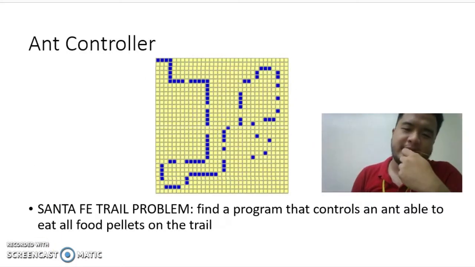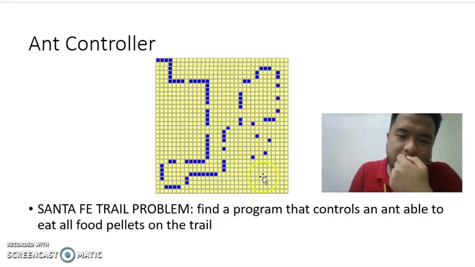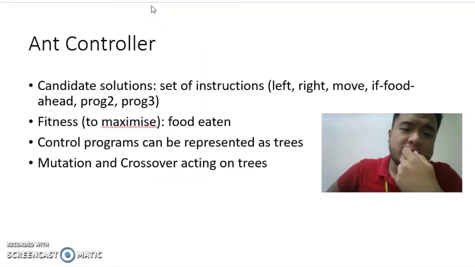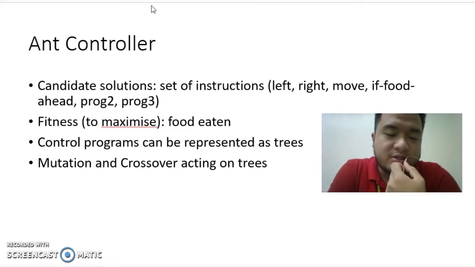Okay, I'm back. Yes. The next example is the ant controller. This is the diagram, an example of an ant controller. It is the Santa Fe trail problem: find a program that controls an ant able to eat all the food pellets on the trail. This is the example. So next, the ant controller. Its candidate solutions are sets of instructions, like left, right, move, food ahead, program 2, program 3. Those are examples of the set of instructions. The fitness is to maximize the food eaten.